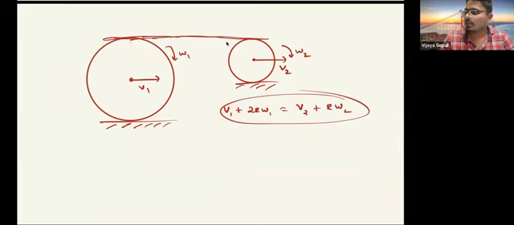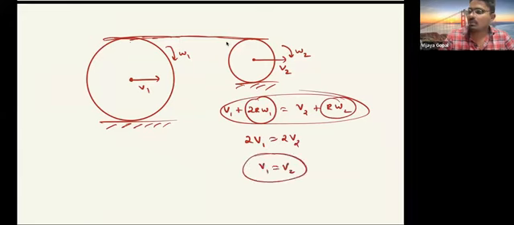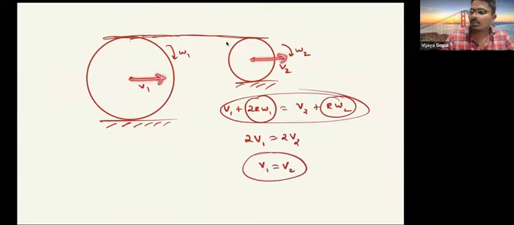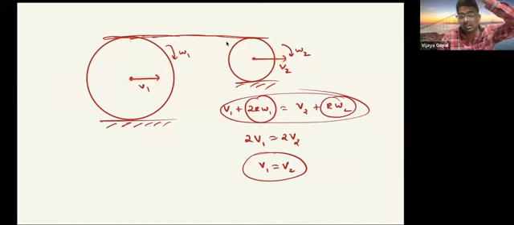That means simply what I can write: 2V1 equal to 2V2, because this is also equal to V1 and this is also equal to V2. Therefore V1 equals V2. Both should have the same center of mass velocity. But angular velocity will be different for both, while center of mass velocity will be the same.